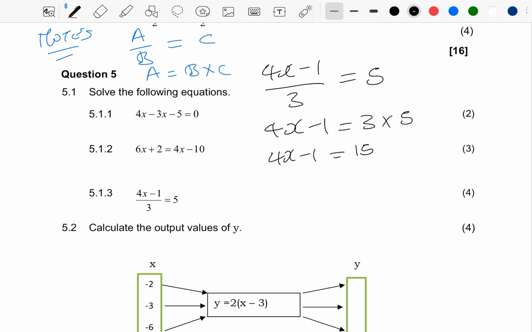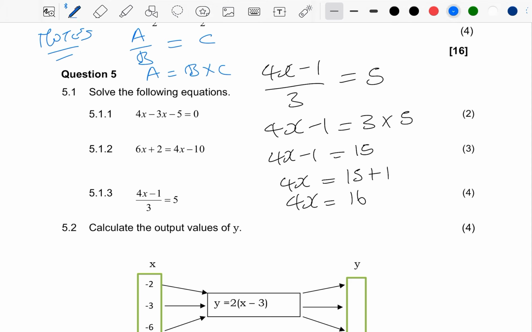Okay, and then for 4x, you're going to take that negative 1, put it on your right hand side, and it becomes positive. So you're going to have 15 plus 1, because it's positive 1. So 4x is equal to 16.